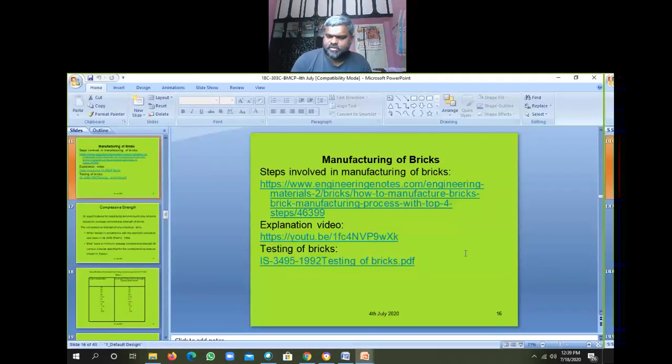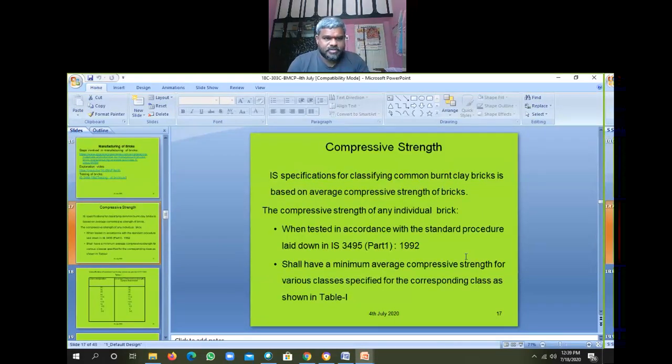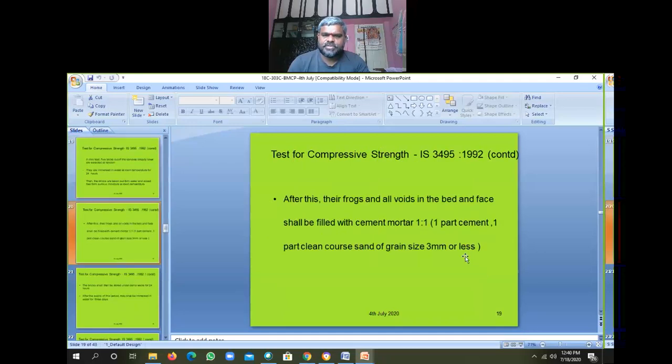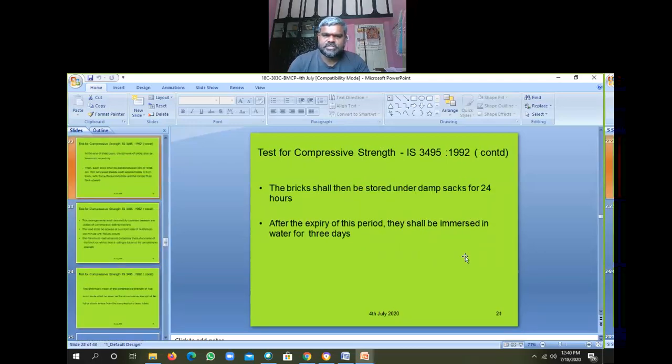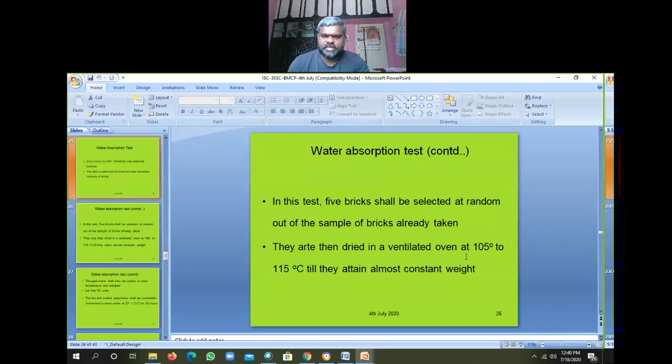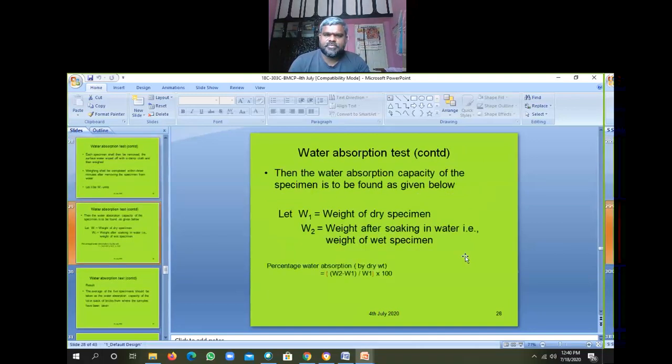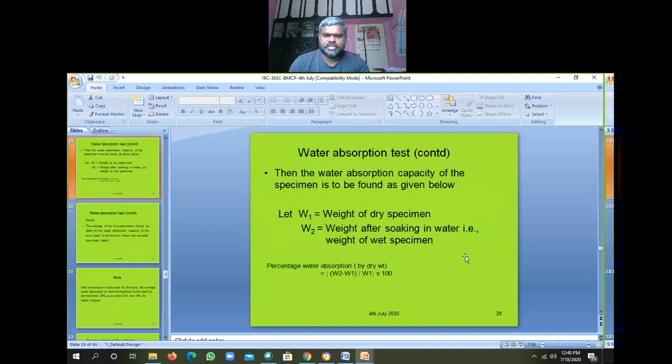This is what we have seen about manufacturing of bricks, and we have already seen the compressive strength testing of a brick, tested as per IS 3495. These are the acceptable limits. For the water absorption test of bricks, the brick is immersed in water for 24 hours, then the weight is taken. It should not absorb more than 20% weight.